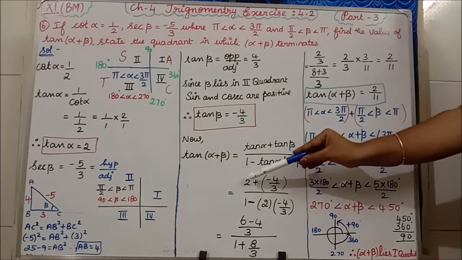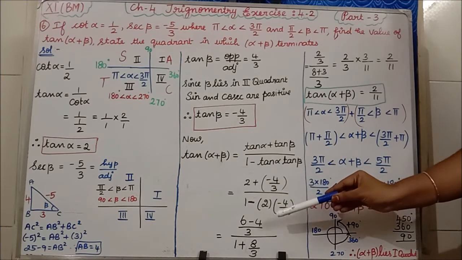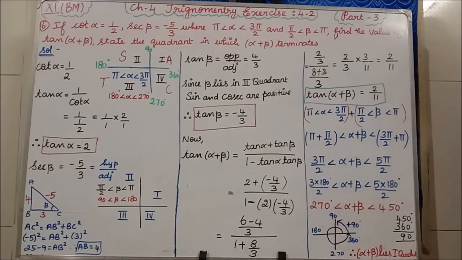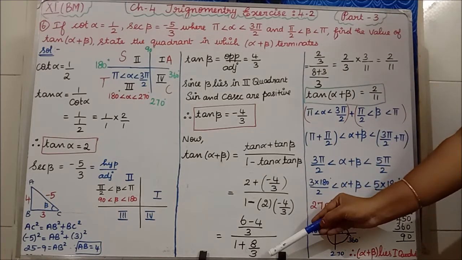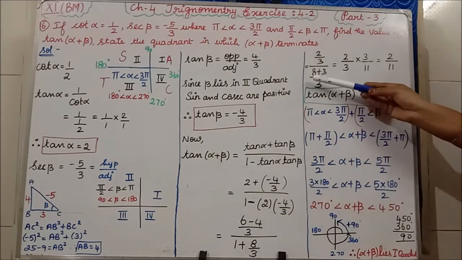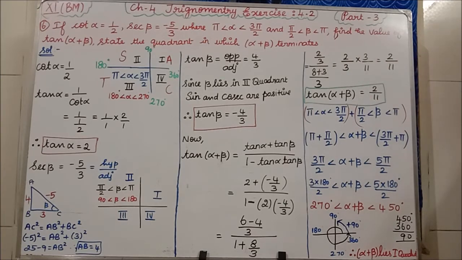I am doing the cross multiplication. 2 3s are 6 minus 4, divided by 3. 1 minus into minus plus, 4 2s are 8 by 3. 6 minus 4 is 2 by 3, divided by, again in the denominator I am doing the cross multiplication, 3 plus 8 divided by 3. So 2 by 3 divided by 11 by 3, if you have another denominator, it becomes the reciprocal. So 3 by 11. So if you cancel the 3s, we get the answer 2 by 11. Now we have found the tan alpha plus beta value. What value are we getting? We are getting 2 by 11.